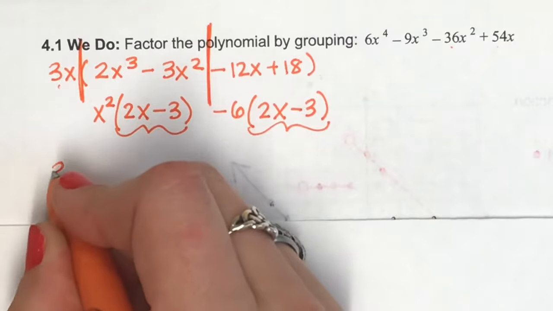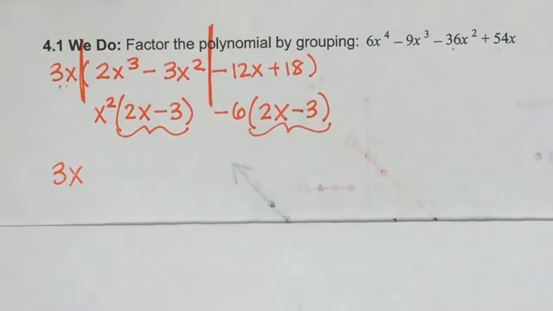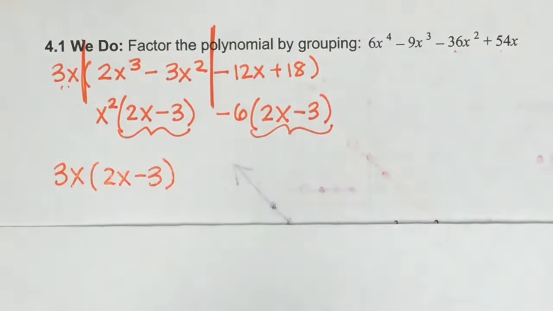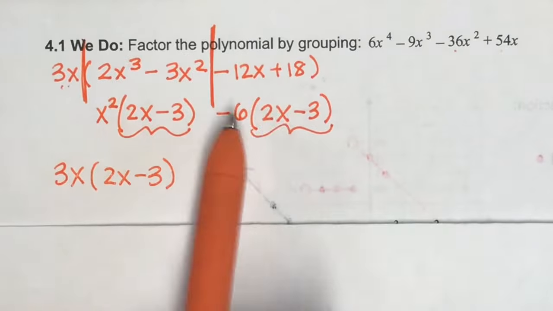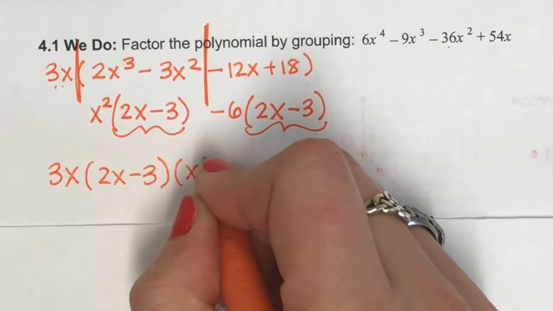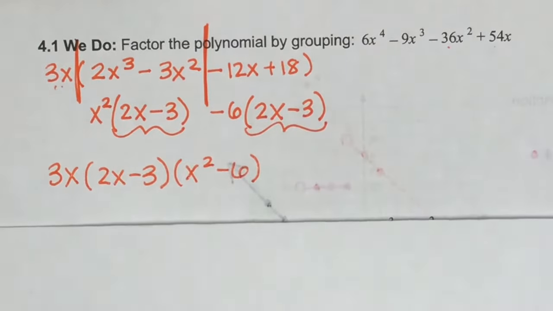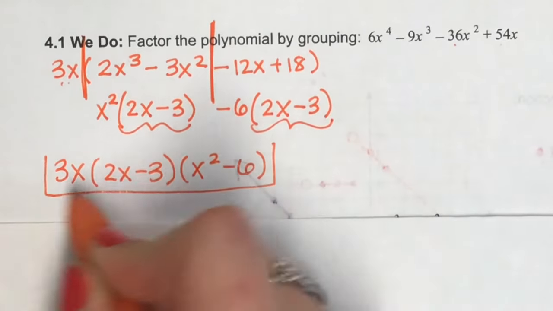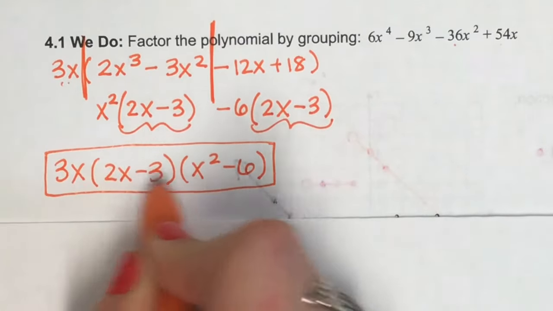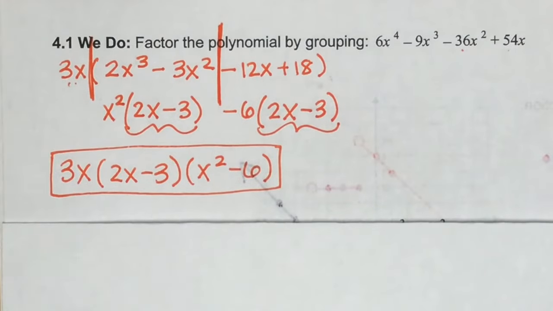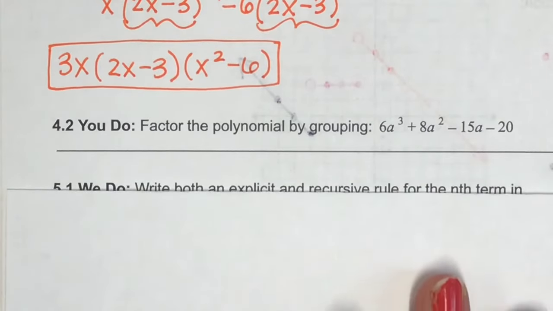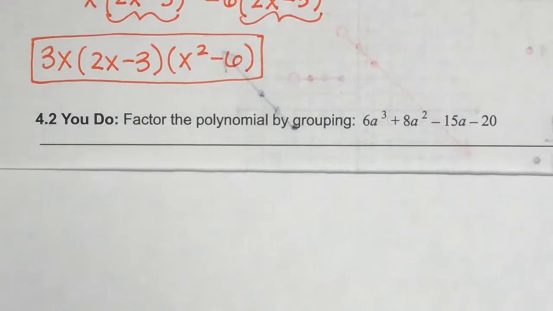So now my answer is 3x, because that was my original one. I've got the greatest common factor of 2x minus 3. And I now have x squared minus 6. And there I go. I have factored my equation. And if I asked you to find the zeros, you would set each one equal to 0. But I didn't ask you that, so you don't have to do it. So there's your answer. Okay, so now you're going to pause the video and try that problem.